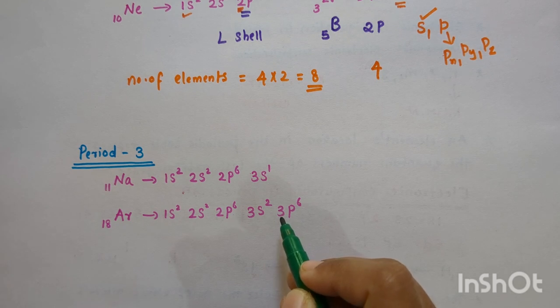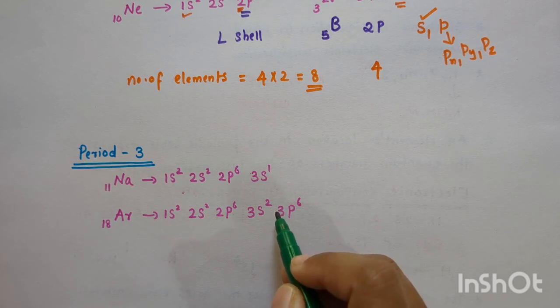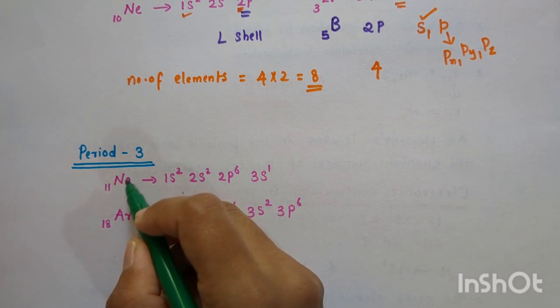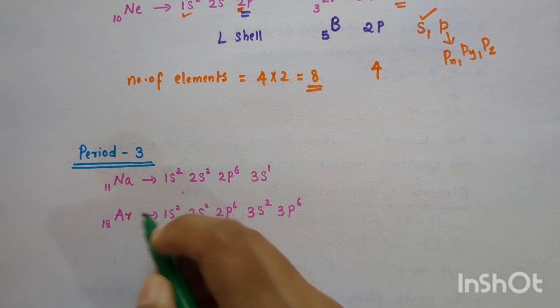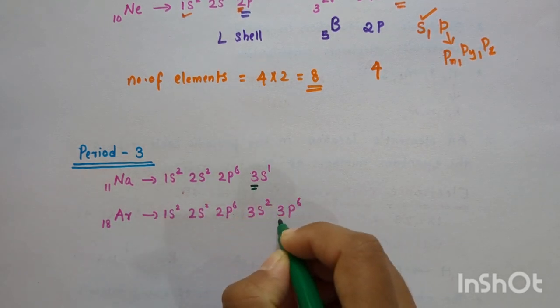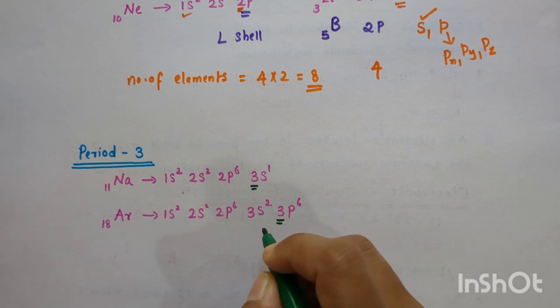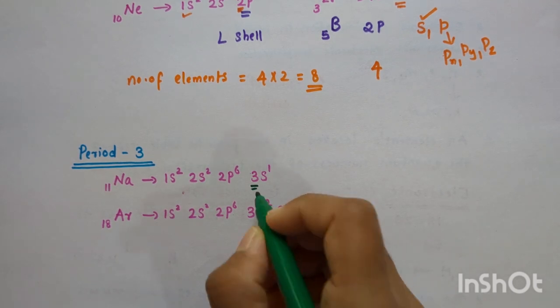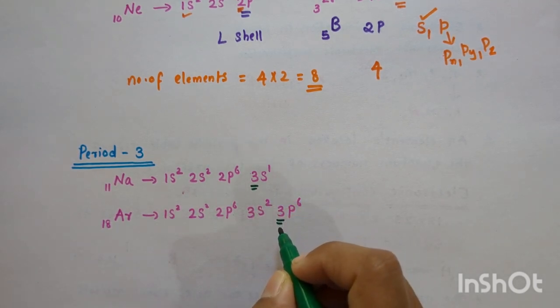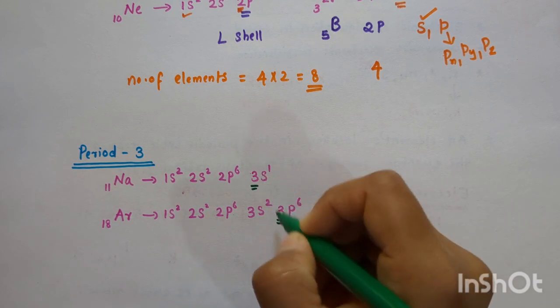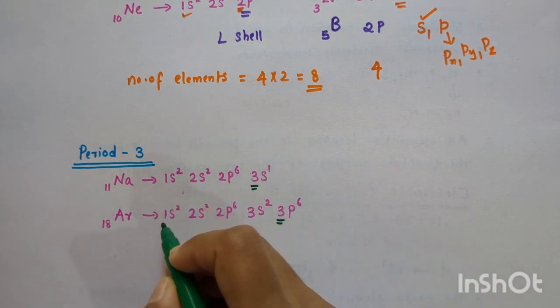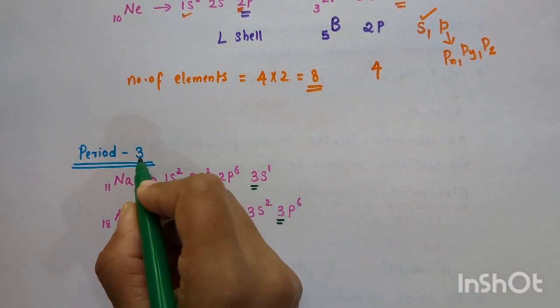So here you see, you can consider any other element in between sodium and argon. The highest value of N will be 3. For all third period elements, the highest value of N will be 3. So these elements from sodium to argon are included in the third period.